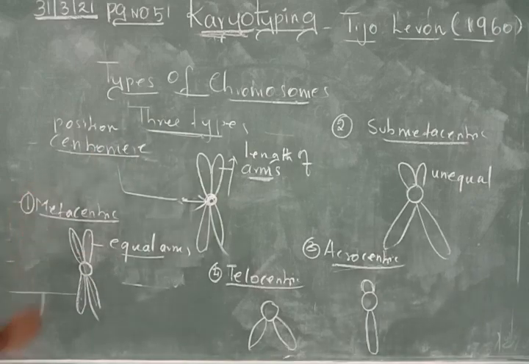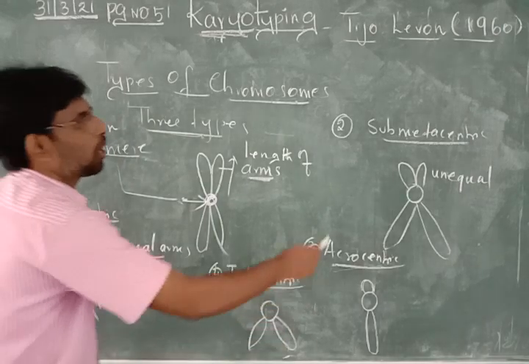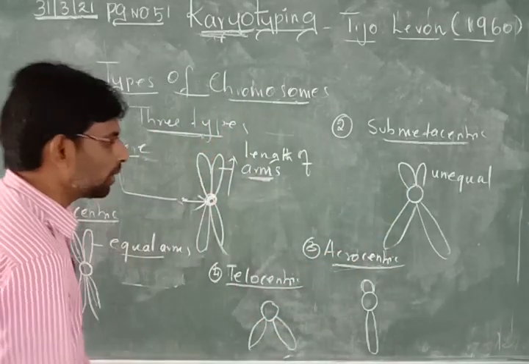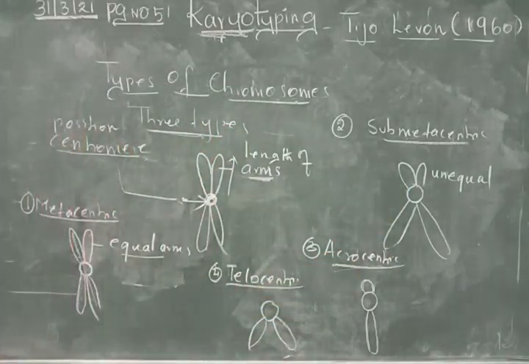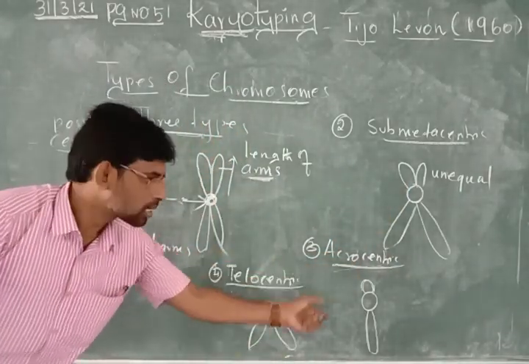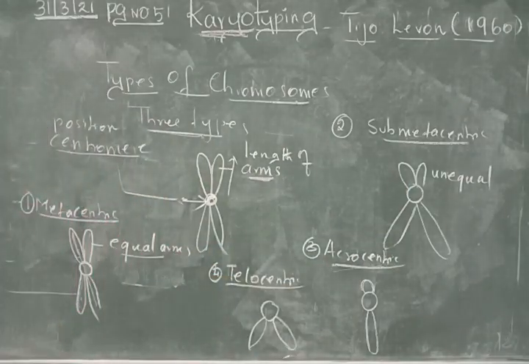That is called metacentric, 2 equal arms. Second one is submetacentric, that is 2 unequal arms, and one is called the acrocentric. The top will be little less compared to the other part of it. And the last one is the telocentric. And that's all about your karyotyping.